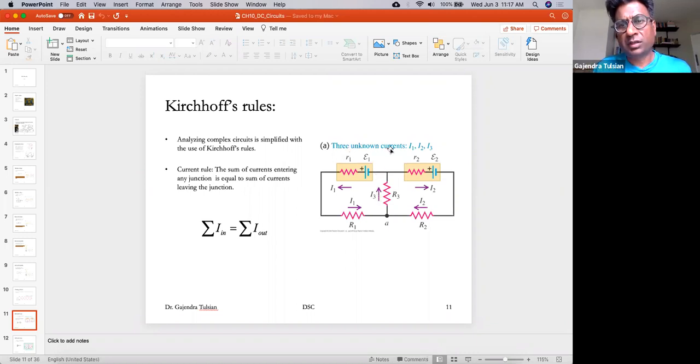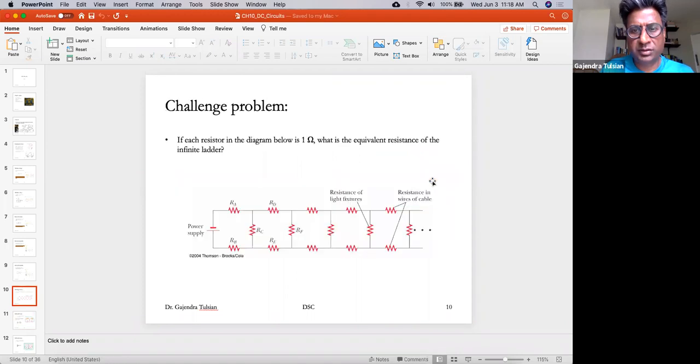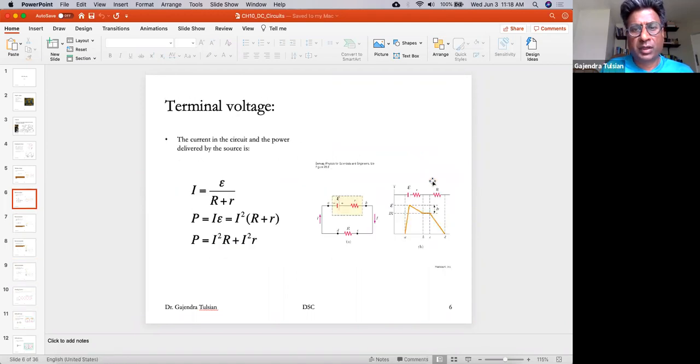So solving a circuit would mean solving for these three unknowns. And we'll learn the two Kirchhoff's rules that help us solve for these unknowns. And that's what solving a circuit means. Okay, so we'll get to that.